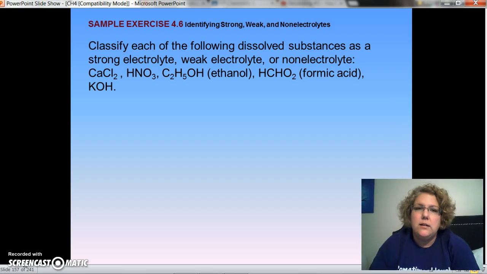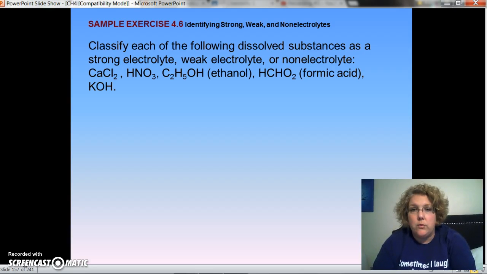And then we have ethanol, which is just a bunch of C's, H's, and O's. There are no metals in it, so it is simply a covalent molecular compound. It's actually an organic alcohol. So that would make it a non-electrolyte. Molecular compounds do not conduct electricity when dissolved in water.